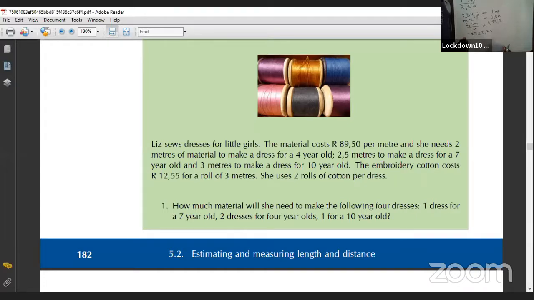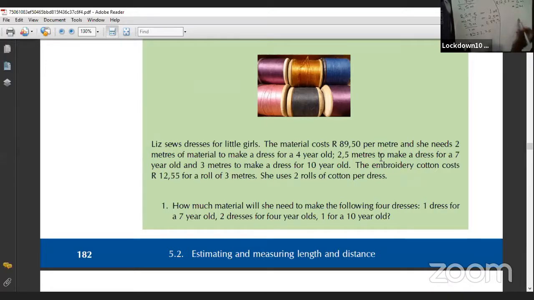But at the same time, we have to take into account the cost of the embroidery cotton. The embroidery cotton is said to be costing 12.55 rands for every 3 meters. So how do we take that into account? We are saying 12.55 rands is equal to 3 meters. But we are told that each dress is having 2 meters. So we say 2 meters here.